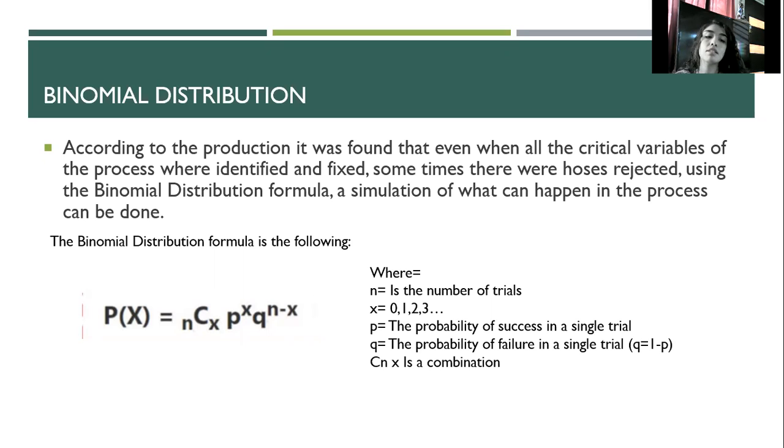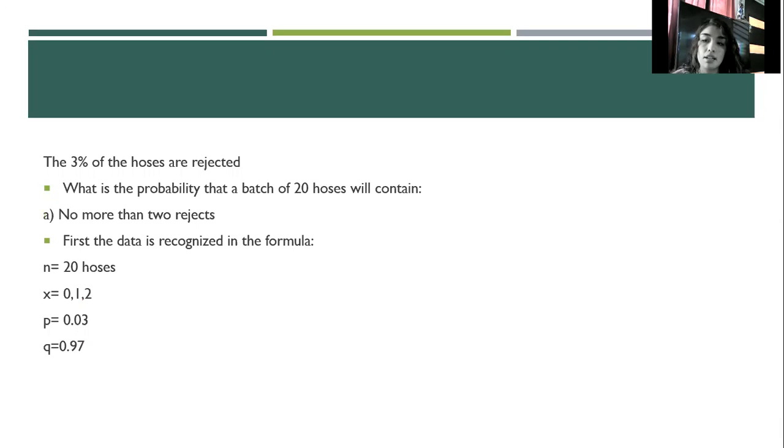And first, the binomial distribution formula is the following. So this is the formula that I'm going to use. The process says that 3% of the houses are rejected. What is the probability that a batch of 20 houses will contain no more than 2 rejects?